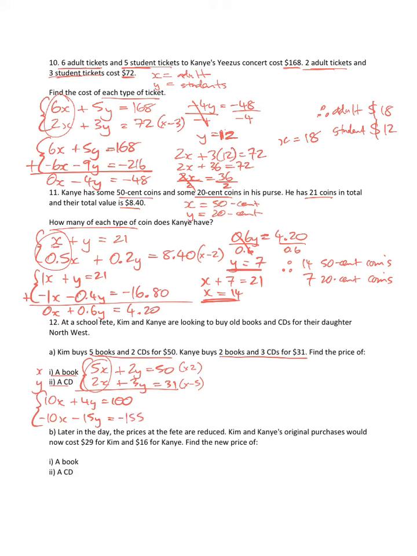So now we can add them vertically, and I didn't leave enough space. Struggling now, aren't I? Alright, 0x, 4 take 15y, negative 11y, 100 take 155 is negative 55. So what do we have? Negative 11y is equal to negative 55. Get rid of times by negative 11 by dividing by negative 11. Cancels out. Y is equal to negative 55 divided by negative 11. That's 5.